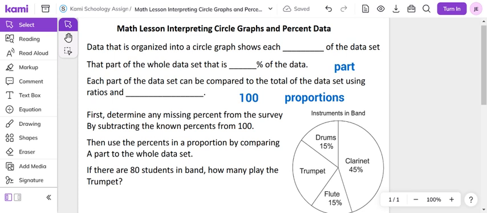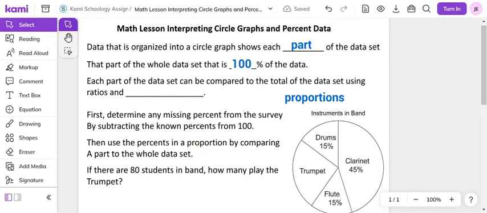We're going to take a look at circle graphs, and we're going to focus on interpreting the circle graph information and how it's connected to percents, and percents being part of the data. So data that is organized into a circle graph is going to show each part of the data set, and that represents the part of the whole or part of the total. And when we're looking at all of the data set, we're talking about 100% of the data.